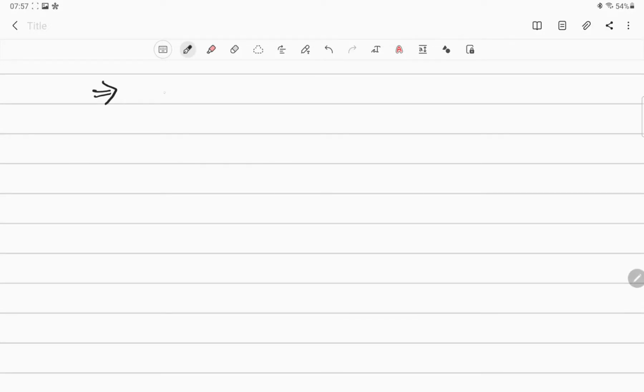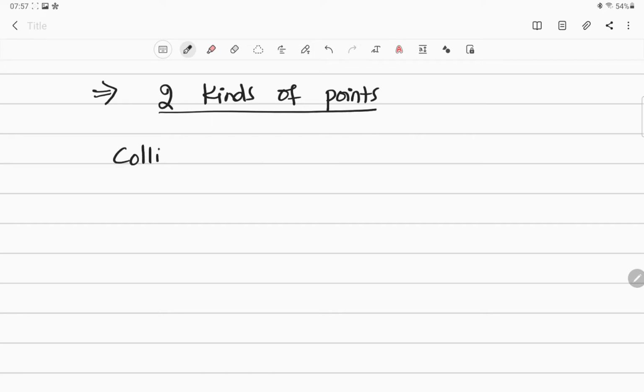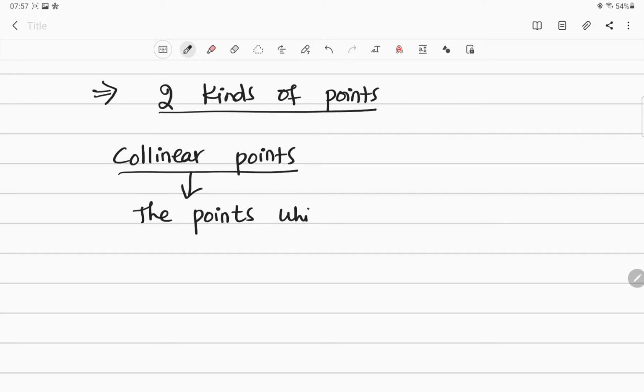There are two kinds of points that can be represented in the Cartesian system. The first kind is collinear points. What is the meaning of collinear points? Collinear points means the points which lie on the same line.